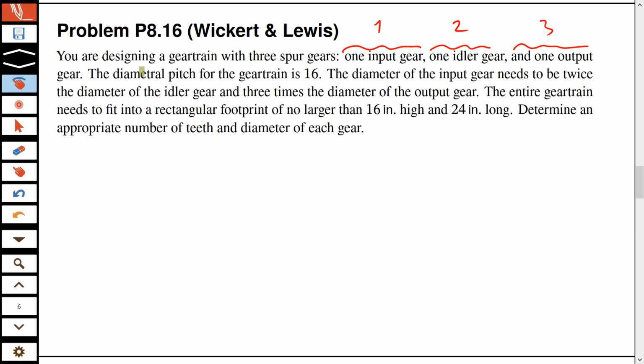Now the diametral pitch for the gear train is 16. Now what does this mean? That this must be true for all the gears, okay? So I can say that the diametral pitches P1, P2, P3 must all equal 16. And what is the unit of 16? Because we are using the US customary system here, it has to be in teeth per inch, okay? Teeth per inch should be clear. You cannot use any other unit in this case.